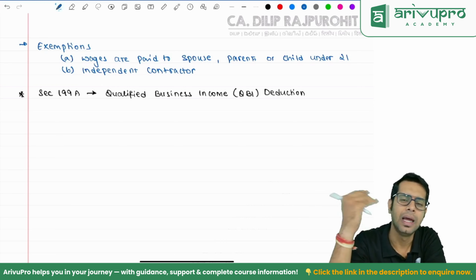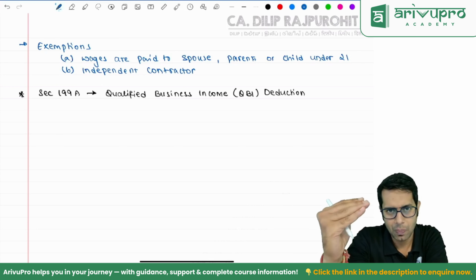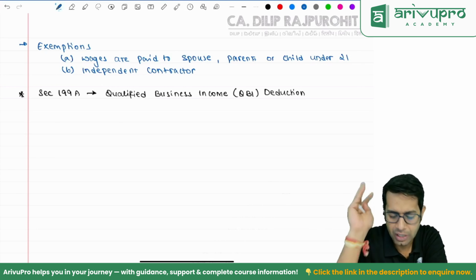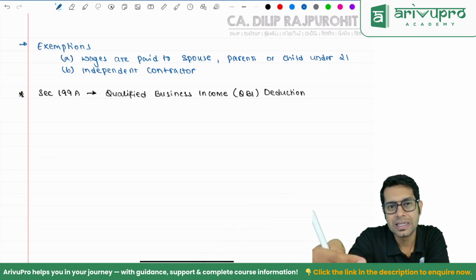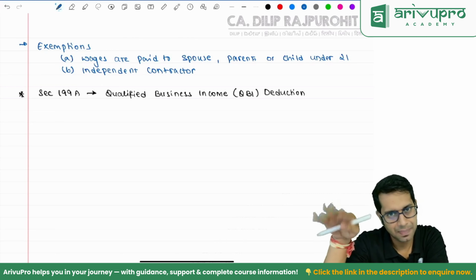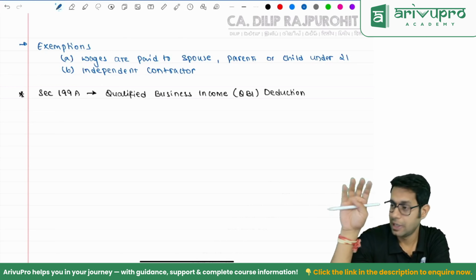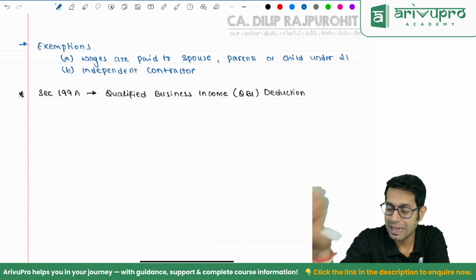For example, if I am a sole proprietor, and I have a sole proprietorship business, then whatever business income I am earning, on that I don't have to pay tax myself. Meaning the business does not have to pay the taxes. The tax is required to be paid by me. The sole proprietorship concern is the business, I am the owner of that business. Now the business has earned the money, but tax is required to be paid by me.